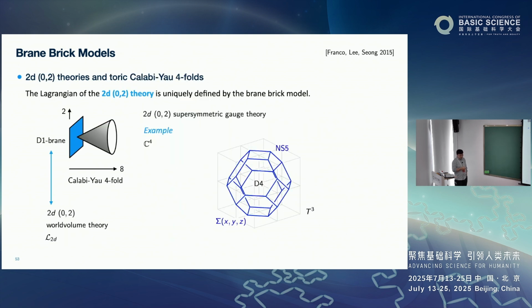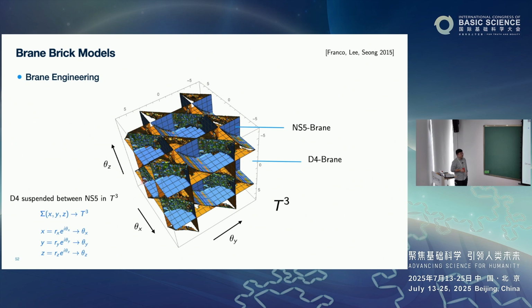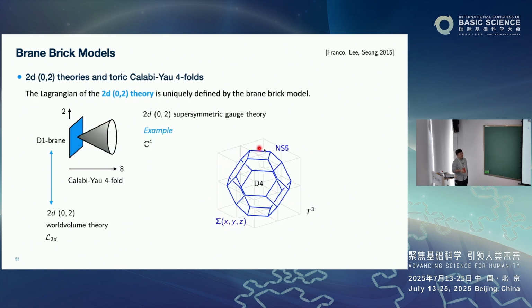So here I'm basically drawing this projection of the mirror surface as a cartoon on the three torus. These blue lines tell me the shape of the curve of the surface wrapping these two torus. The interior of this polytope is telling me the location of the D4 brane that is suspended along this NS5 brane wrapping this polytope, representing the location of the holomorphic surface on D3.